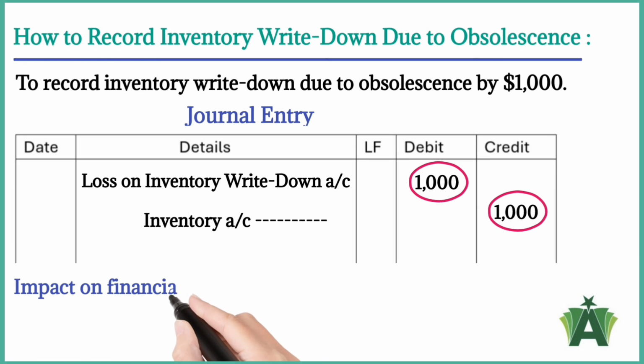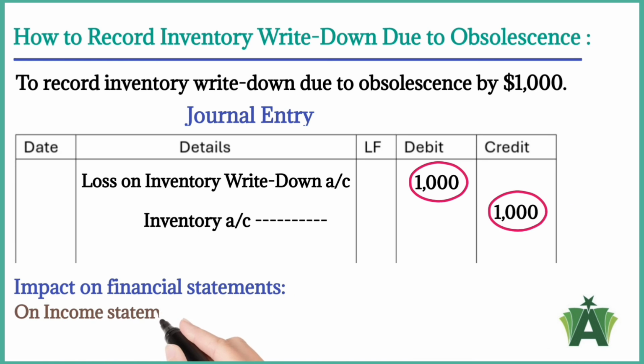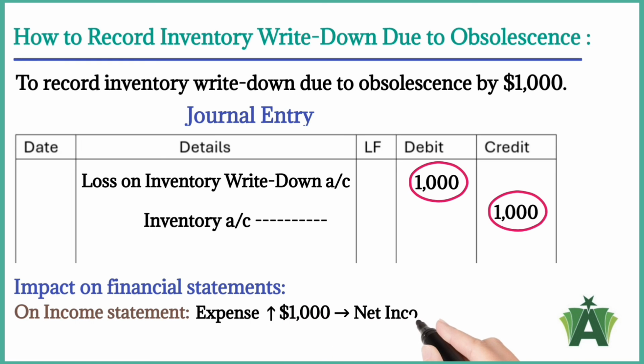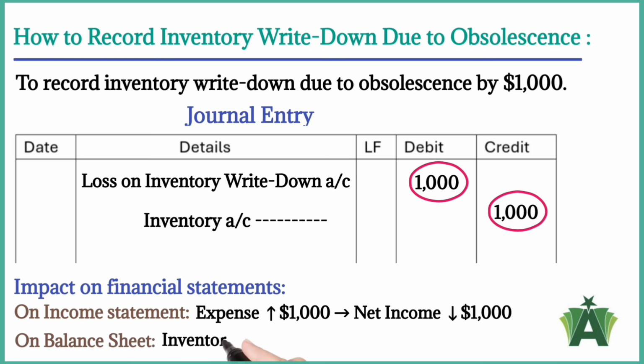Impact on financial statements. On income statement, expense increases by $1,000, and net income decreases by $1,000. On balance sheet, inventory asset account decreases by $1,000, retained earnings also decreases.